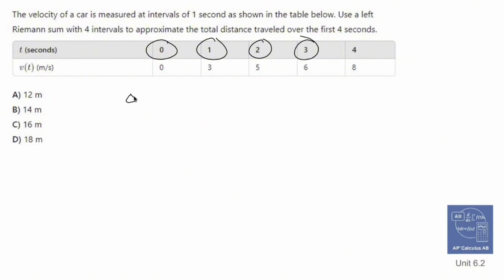So if I were to use the change of x formula, which is b minus a over n, this would be my a, this would be my b. Okay, my n is 4. So 4 minus nothing over 4 is 4. So that's my change of x.